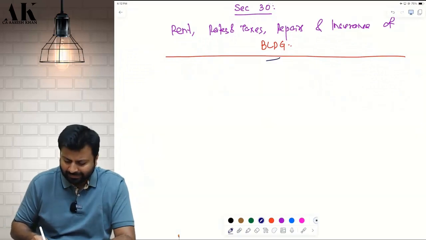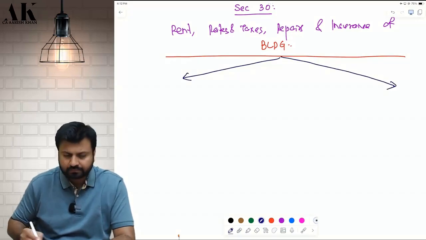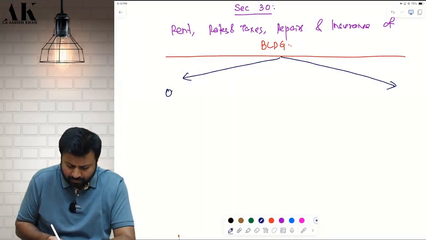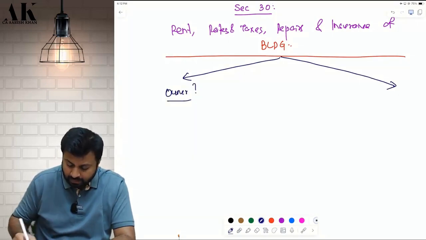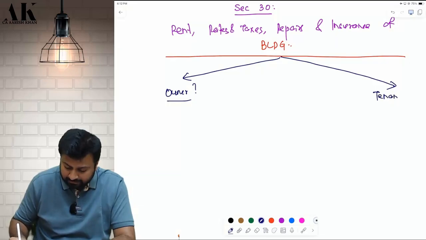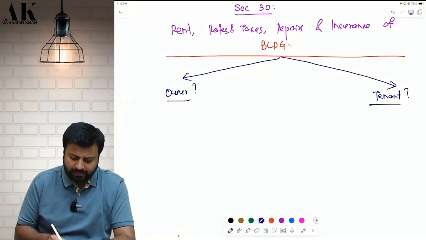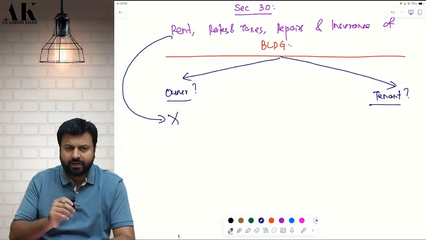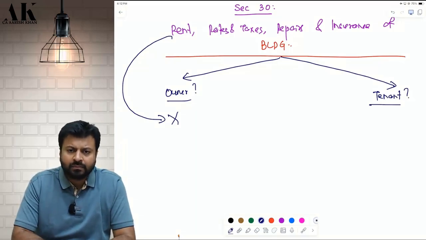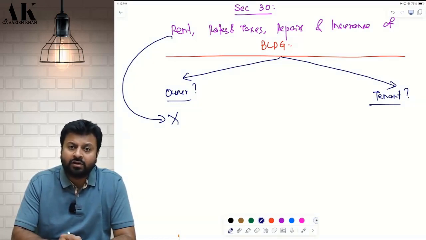Now we need to identify in what capacity we are using the building. Pay attention, please, all of you. Are you an owner of a building, or are you a tenant of a building? If you are an owner of a building, then obviously you cannot claim the deduction of rent. Because if the building is owned by you, are you paying rent to anybody? No. Then the question of rent does not arise.